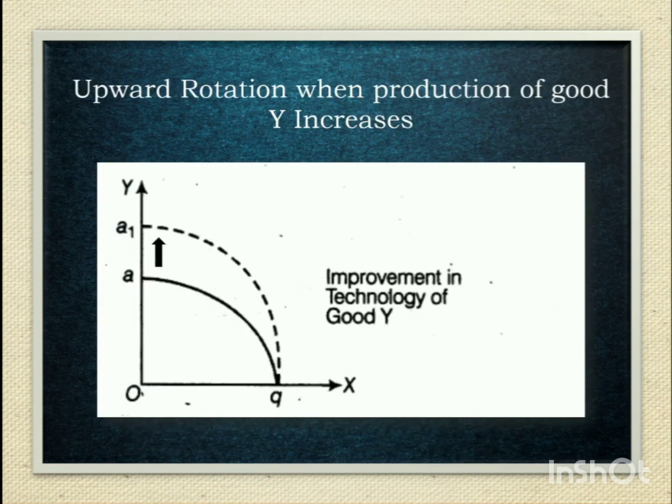Next, upward rotation. Here the production of good Y increases because of the improvement in technology and growth of resources for the production of commodity Y. As a result, the production possibility curve rotates upward from A to A1.